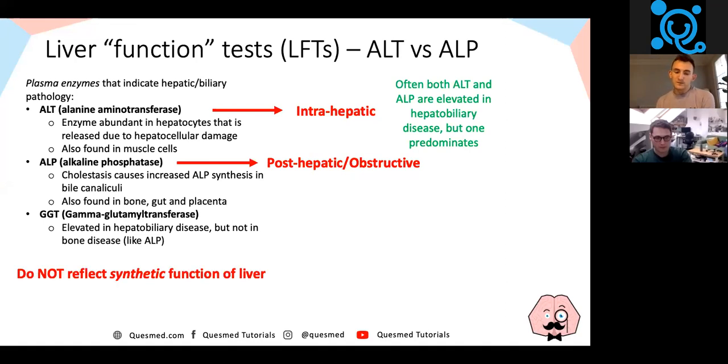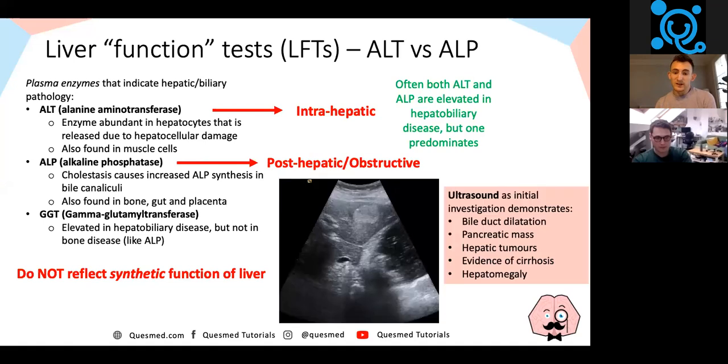And I'm going to repeat it again, it's just an important thing to remember that ALT and ALP don't reflect the synthetic function of the liver, but we'll talk about the synthetic function of the liver shortly. When we have any cause of liver disease, a very easy and cheap imaging test to get initially is an abdominal ultrasound. And that can demonstrate quite a few different things.